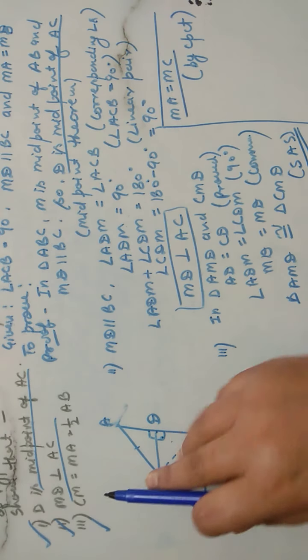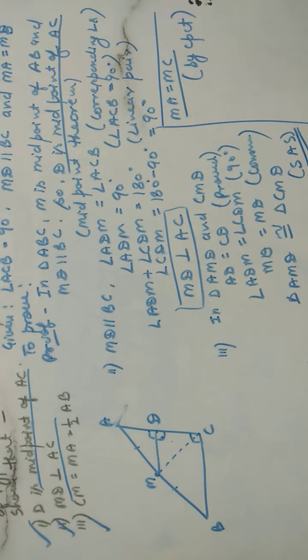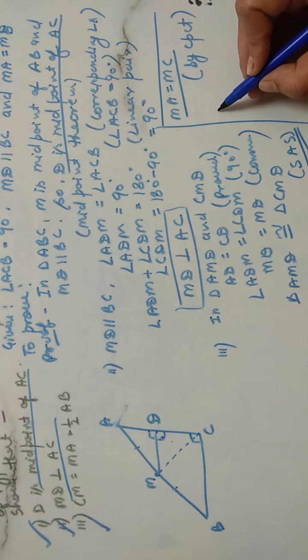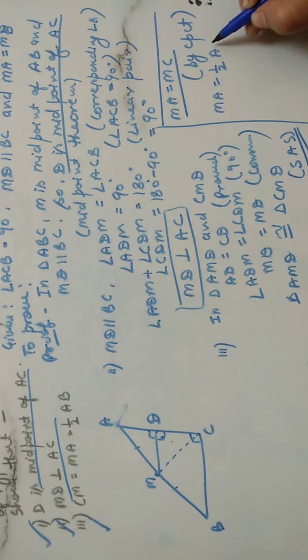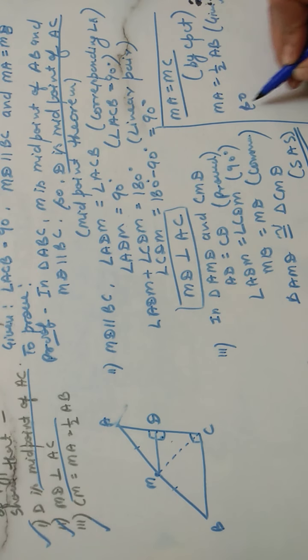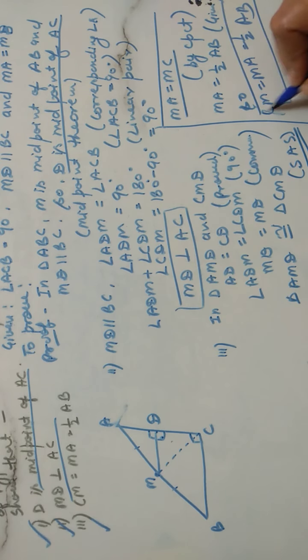So what do we have to prove? We have to prove that these two are equal. We have proved this. Now it is equal to half of AB. So how will you prove? We know that MA is equal to half of AB. It is given to us. So MA is equal to MC, and CM is equal to MA, which is equal to half of AB. So this is our third point which we have proved in our question.